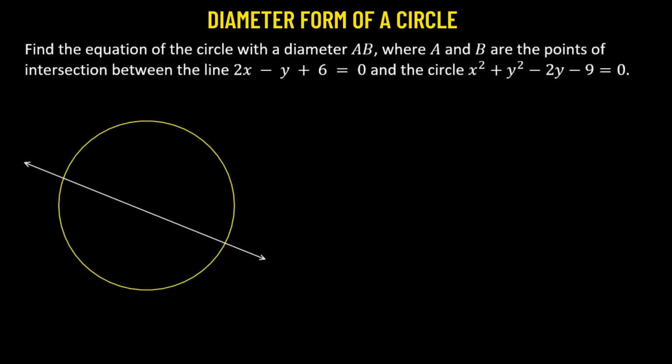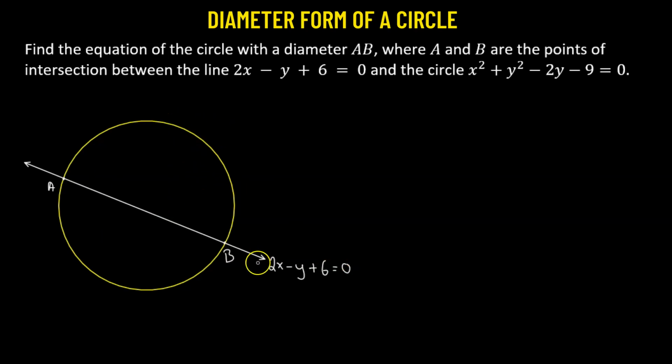So in this problem, we need to determine the equation of a circle with AB as the diameter. So let's consider the diameter at endpoints A and B. And these are the points which are actually formed by the intersection of the line. We have the equation of the line given to us, 2x minus y plus 6 equals 0. And the equation of the circle.